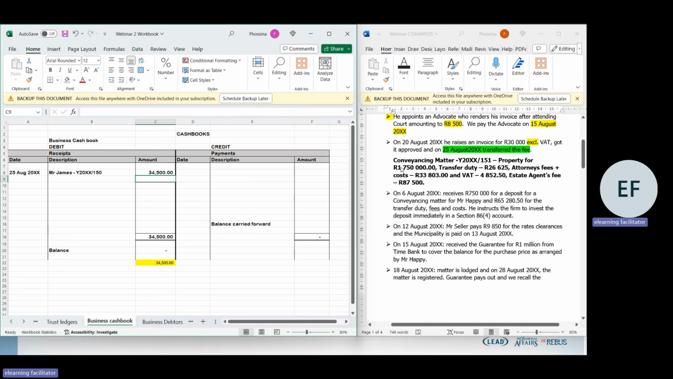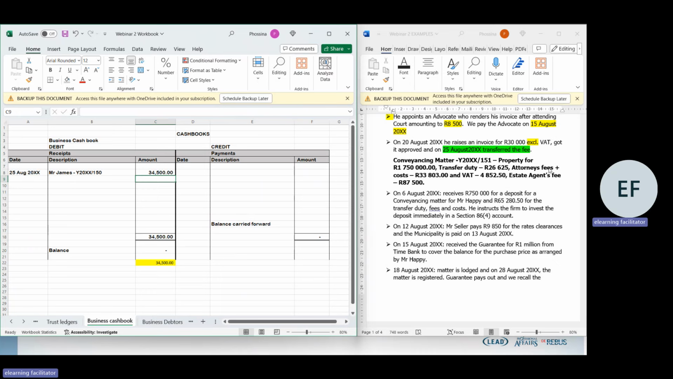We are told that conveyancing matter, the Y20XX stroke 151, property for 1.75 million, 1,750,000. Transfer duty 26,625. So the transfer duty is payable to SARS. And who pays the transfer duty? It is payable by the seller.